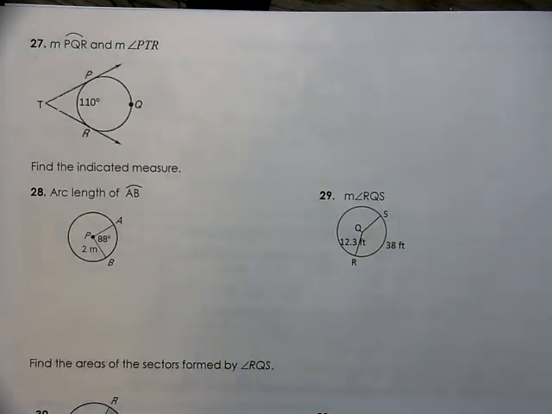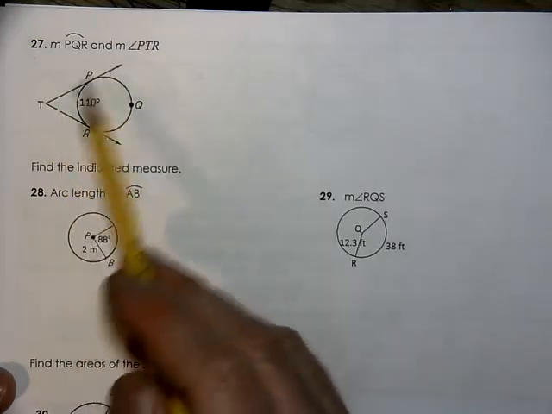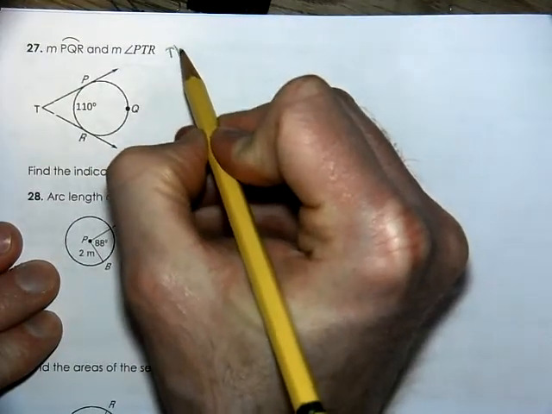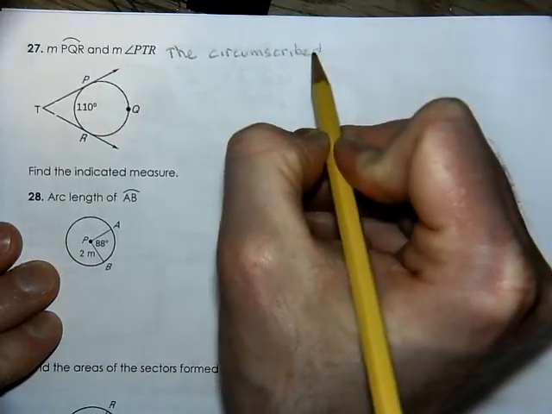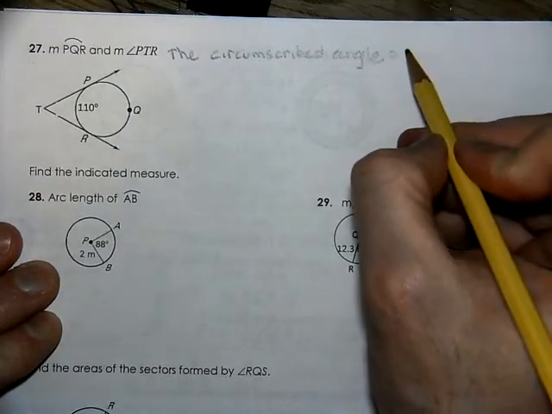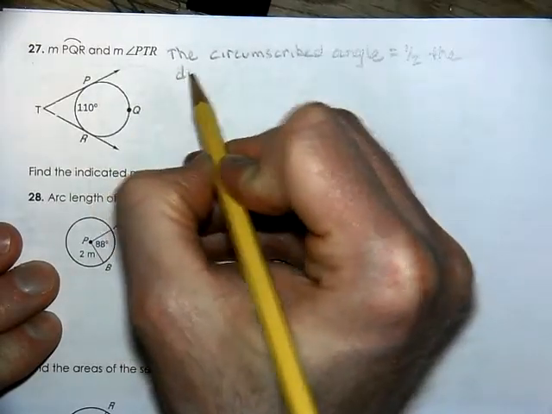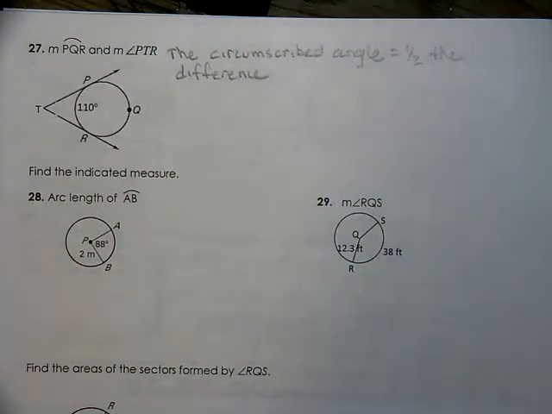For number 27, this is called a circumscribed angle. The circumscribed angle equals half the difference of the two related arcs.